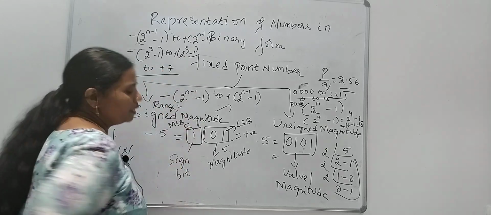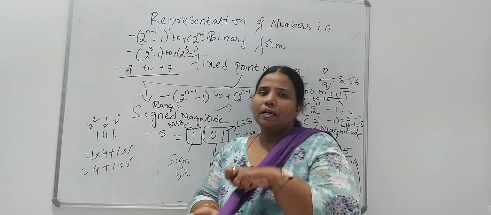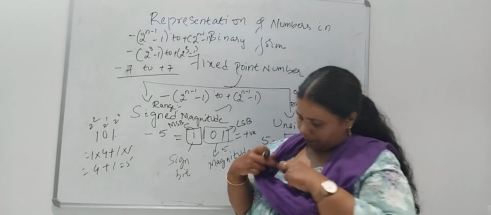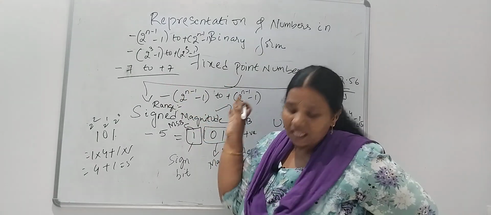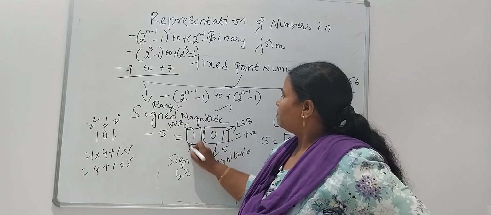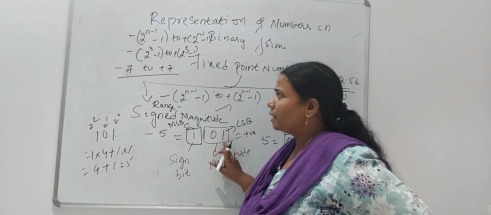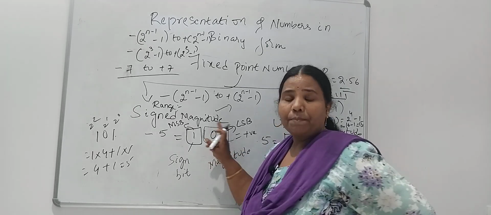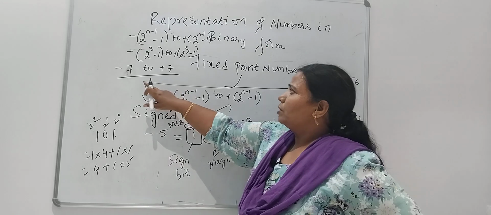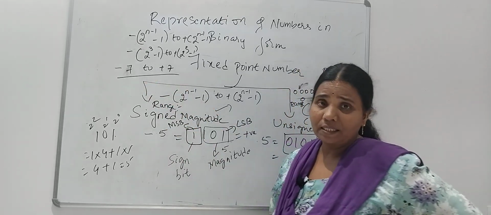So whenever we take a 4-bit representation, the MSB bit will be allocated for the sign bit, and the remaining 3 bits are allocated for representation of the value. What values can you represent? Positive and negative numbers, minus 7 to plus 7.